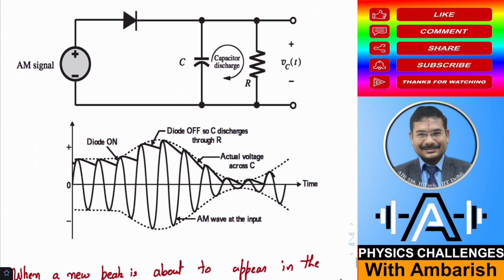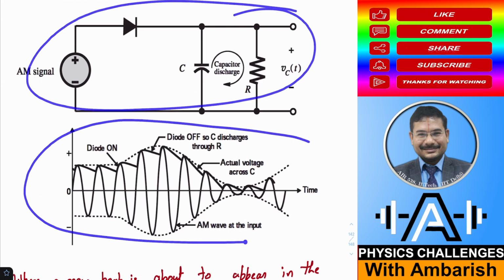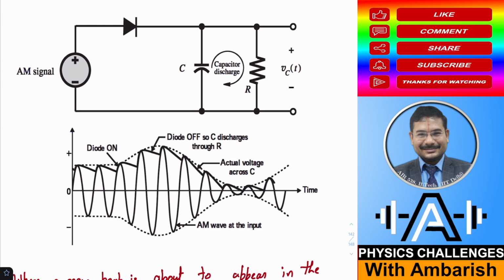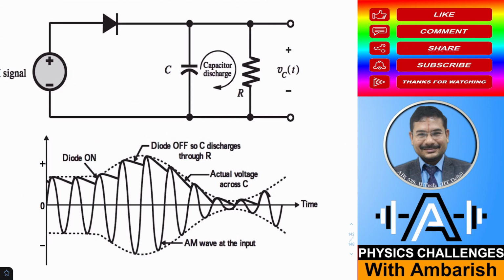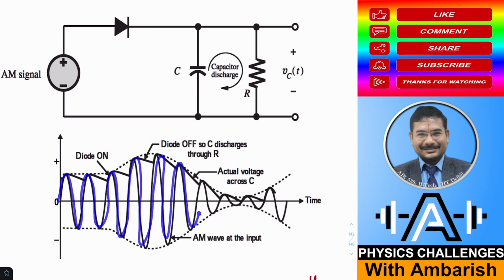So here is the detailed circuit, and now we'll focus on this circuit and most importantly on this graph. You need to pay very careful attention, and I'm sure you'll be able to understand the working of the envelope detector. See here, this dotted line is the message signal that I'm interested in getting out. What I'm actually getting as the amplitude modulated signal is this kind of fast moving wave, and from this wave I have to infer the dotted signal. That's what I want to extract.